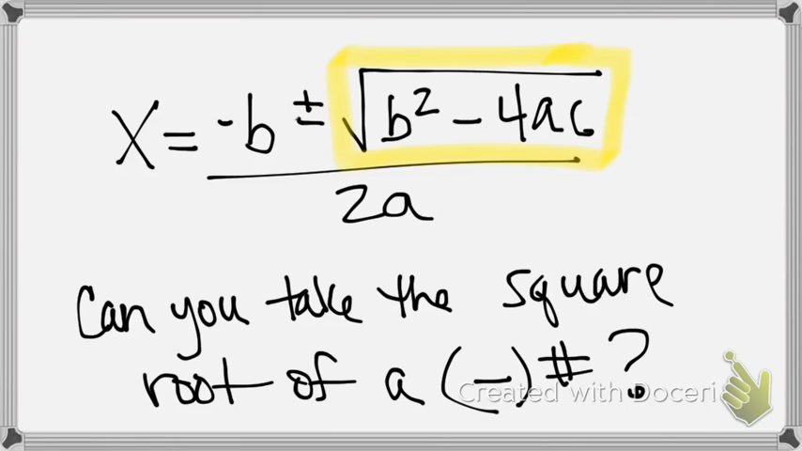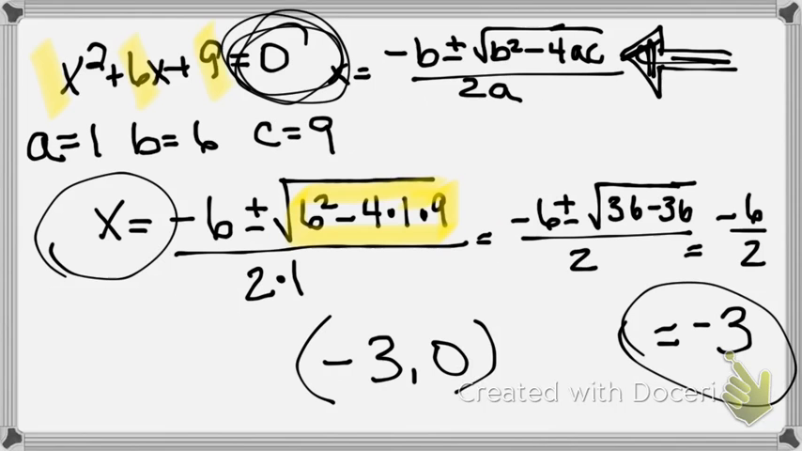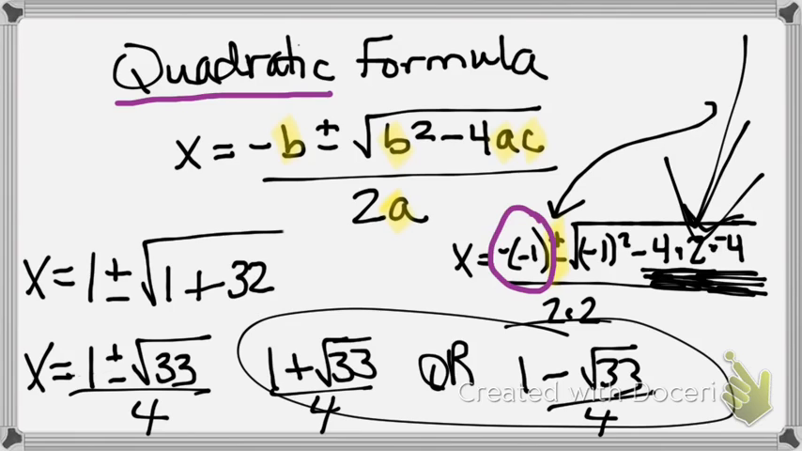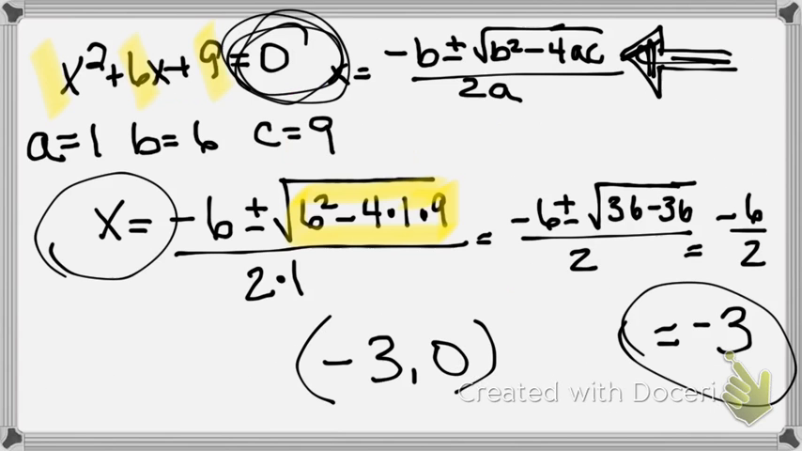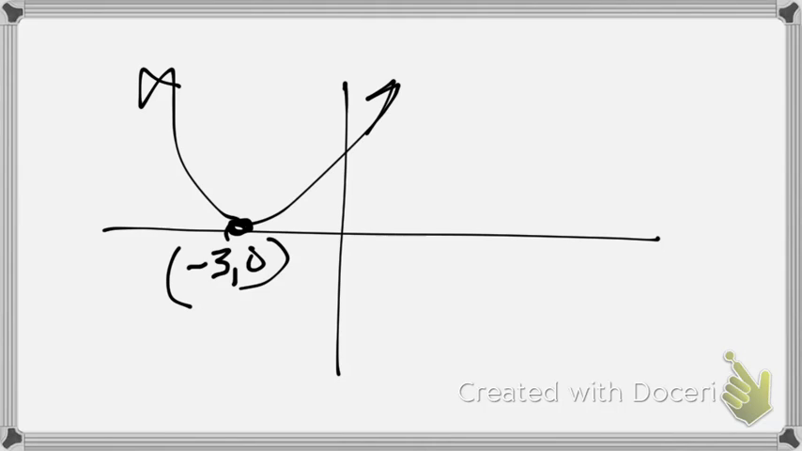Real numbers are all the ones on the number line, right? If this is positive, you end up with two solutions, just like that one right there. Root 33, we'd have to estimate it. It's some sort of a decimal, right? So it's 1 plus that decimal over 4. There's a spot for that on the number line. Or 1 minus that over 4. There's a spot for that on a number line. And that's the two places where that quadratic model crosses the x-axis. When that discriminant equals 0, you only got one solution. That's negative 3, 0. And so that parabola probably looks like that.